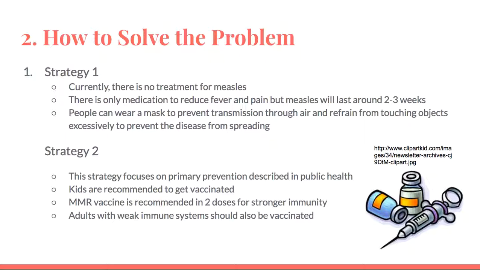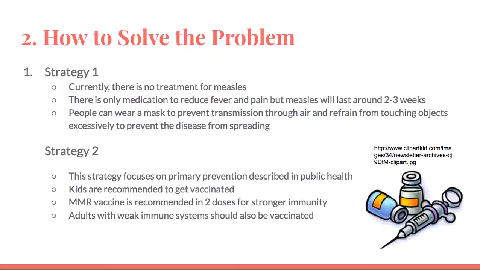How to solve the problem. Strategy 1. Currently there is no treatment for measles, so this strategy focuses on not spreading the disease. There's only medication to reduce fever and pain, but measles will last around 2 to 3 weeks. In this case, people can isolate themselves and not go to social gatherings. They can also wear a mask to prevent transmission through the air and refrain from touching objects to also spread the disease this way.